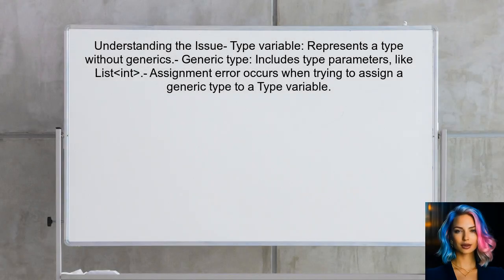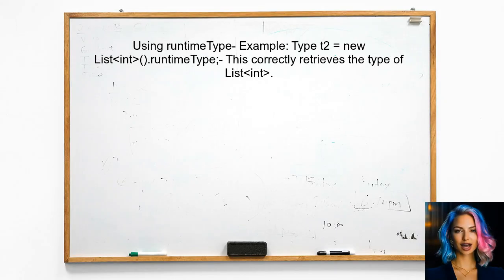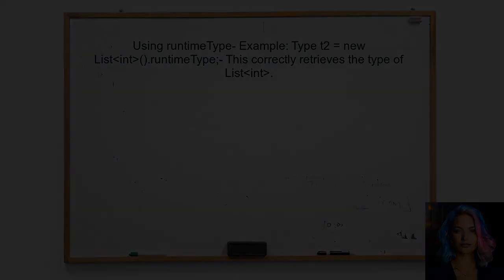To address the user's issue, we first need to understand the difference between a type variable and a generic type in Dart. The user is trying to assign a generic type to a type variable, which is not allowed. Next, the user can use the runtime type property to get the type of an instance, which works correctly with generics. This is why the assignment with runtime type does not produce an error.